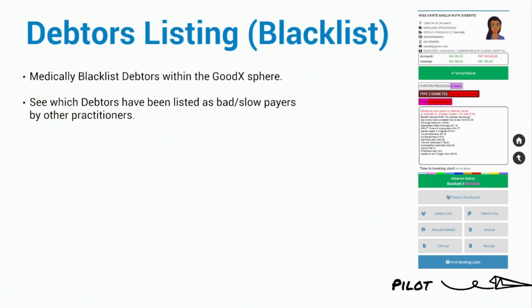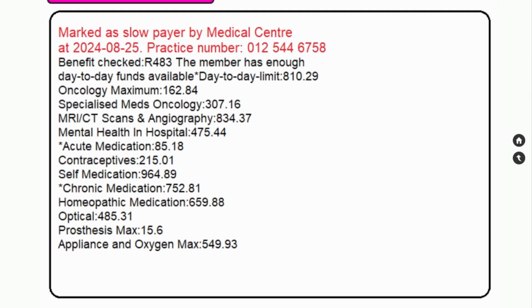The debtors listing was also voted for last year. It was on the roadmap. This is halfway done, where we want to give you a way to medically blacklist within the GoodX sphere a debtor as a slow payer or non-payer, just to include it for other GoodX web practices. When they pull the patient's benefits, it will include which other practice, with a cell number or practice, marked this debtor as, for example, a slow payer or something like that.